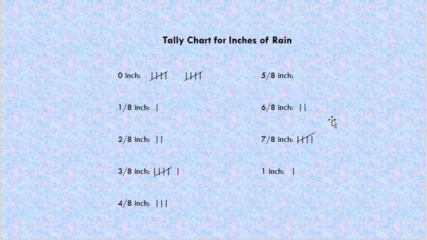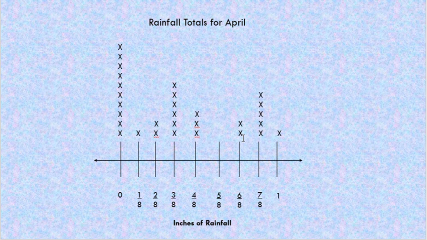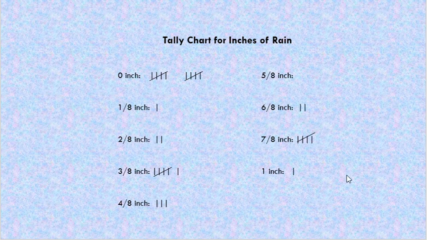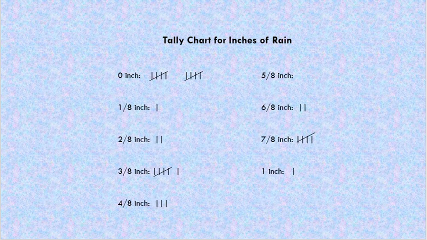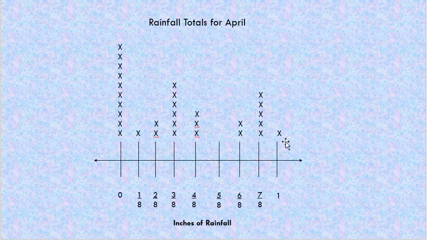Above 6/8 we have 2 tally marks. So we have 2 X's. 1, 2. Above 7/8 we have 5 tally marks. So we will have 5 X's. 1, 2, 3, 4, 5. And then above 1 inch, we have 1 X.